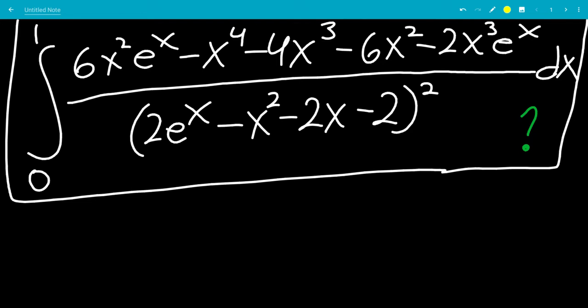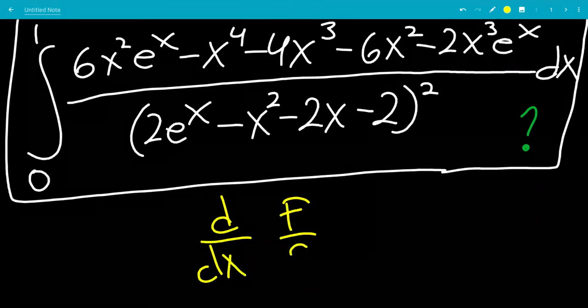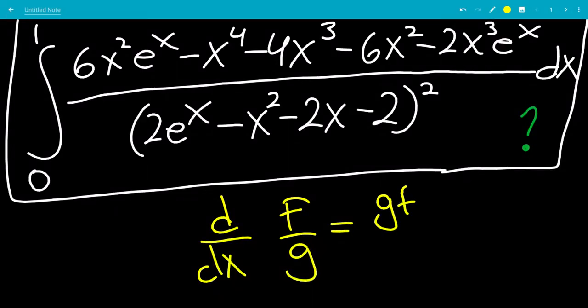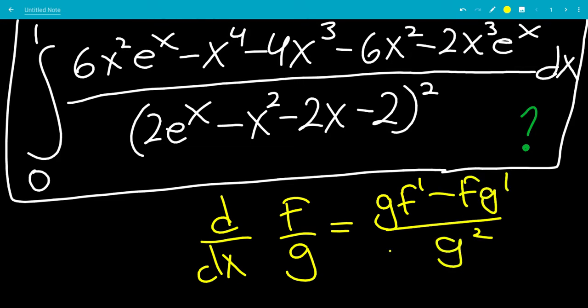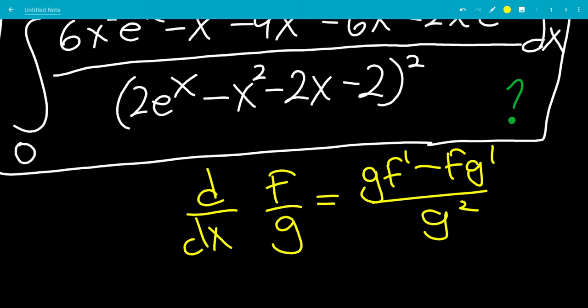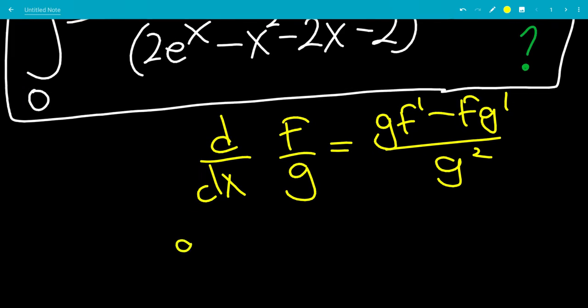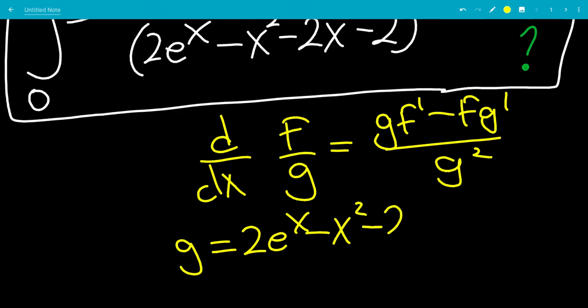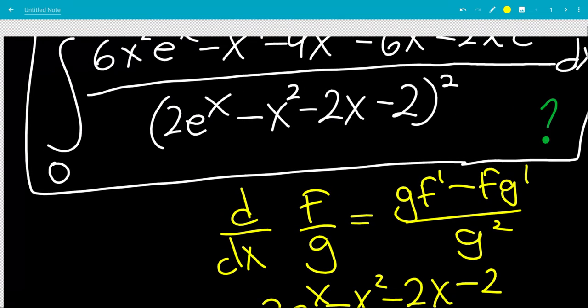Okay, so how do we do this? Let's suppose the inside of this fraction is a derivative. So what could the derivative be? Let's look at the derivative of f over g. This will be g f prime minus f g prime all over g squared. So we have something squared at the bottom. So let's suppose g is 2e to the x minus x squared minus 2x minus 2.